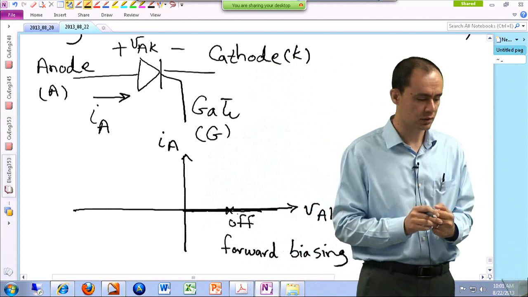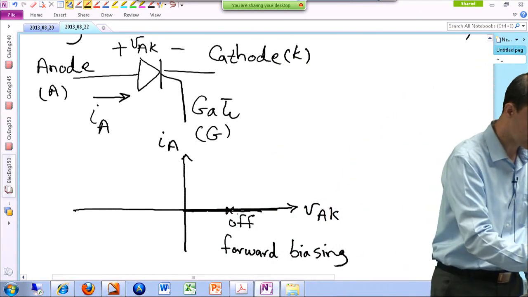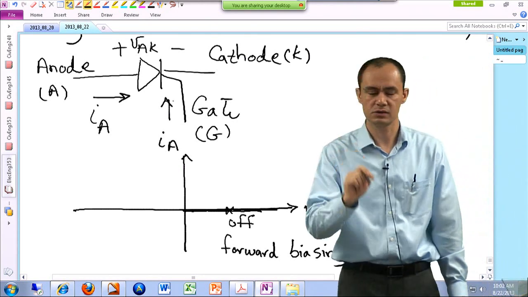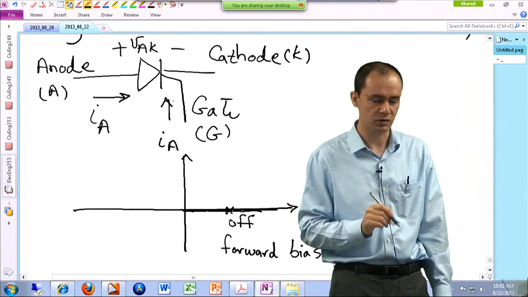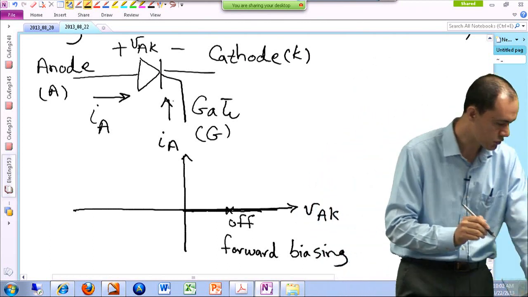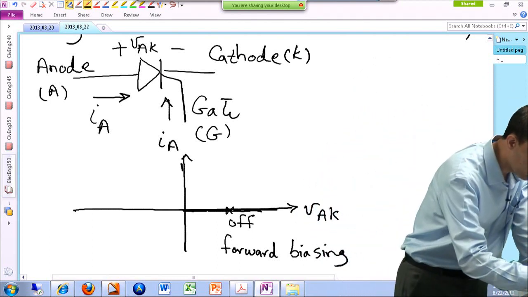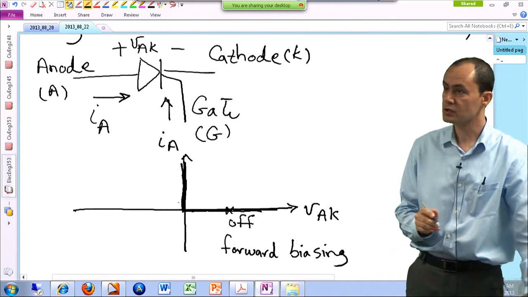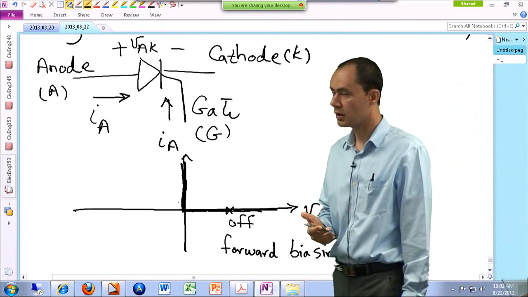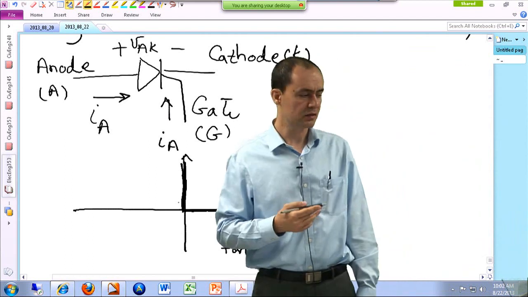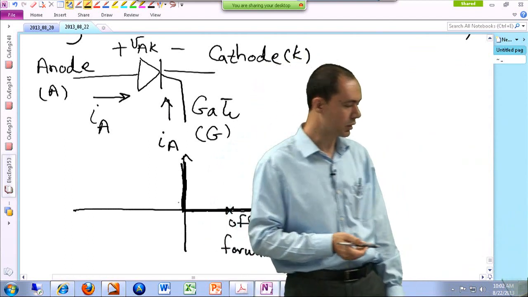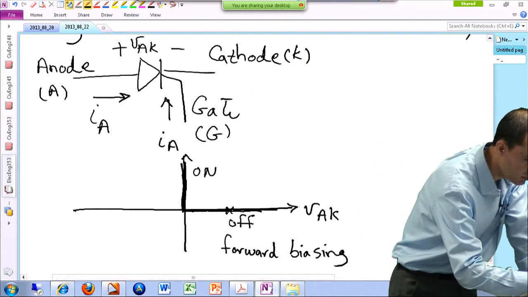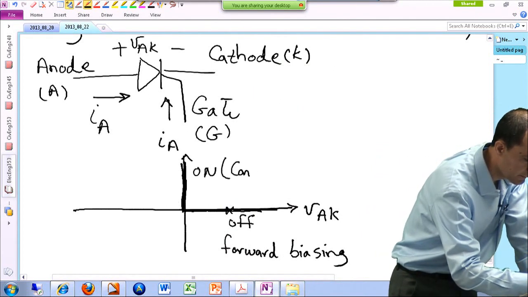But as soon as you trigger the component, that means sending an impulse of current into the gate, basically. You send a certain amount of current or electric charge into the gate, the device turns on, and then your operating region moves over here. That means the component starts conducting some current, and there won't be any voltage drop across the component anymore. So it's more like a short circuit, basically. So we would say the component is on or conducting.